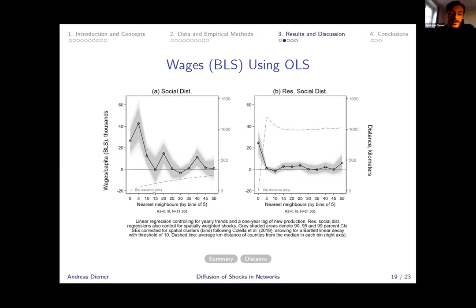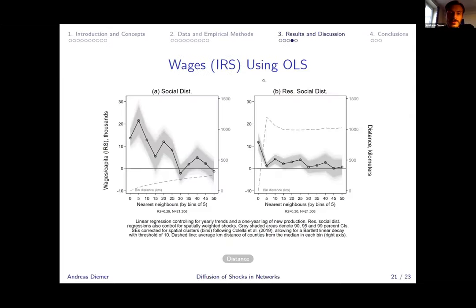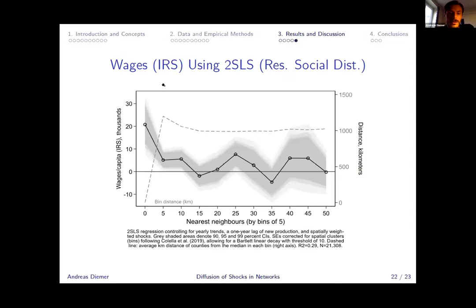I observed that as I consider progressively more distant social neighbors, the effects that are initially positive tend to flatten out. And I don't observe any effect when I consider this partial out measure of social distance using the BLS data. But when I consider the IRS, which is recorded in the place of residence of workers, I do observe still some effects, both when I look at OLS and when I look at two-stage least squares, up to the 10th nearest neighbor, which roughly means these are places about 1,000 kilometers farther away.